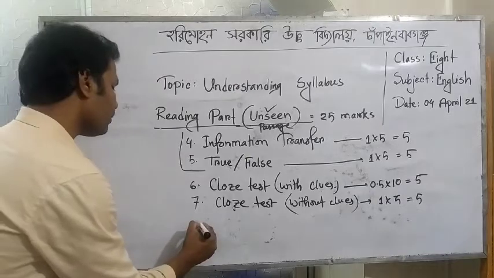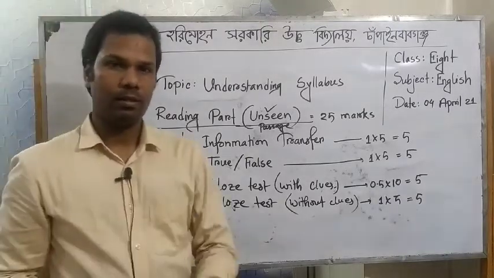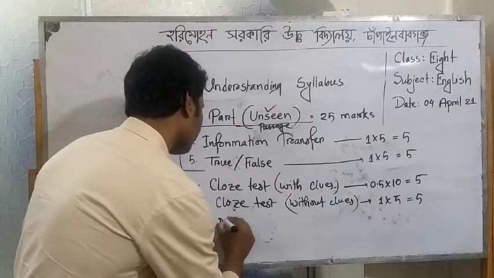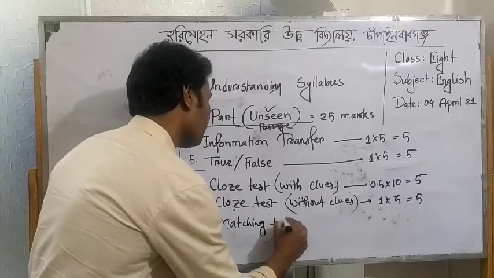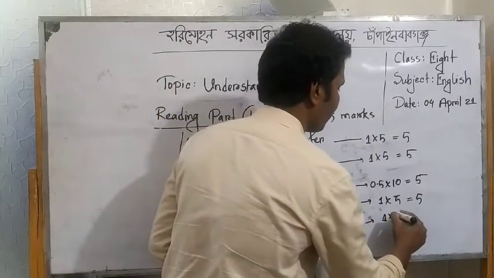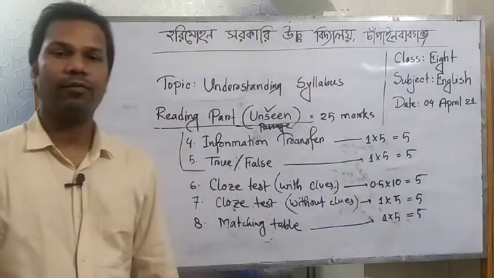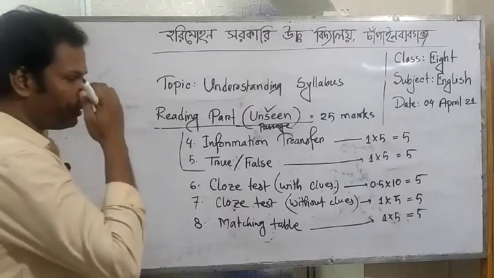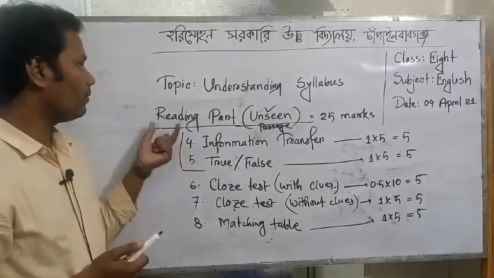And the last item in this part is the matching table, right? Matching table. Here there will be 5 questions, we have to make 5 sentences, and there will be 5 marks. Okay, these are the 5 items for the unseen part.